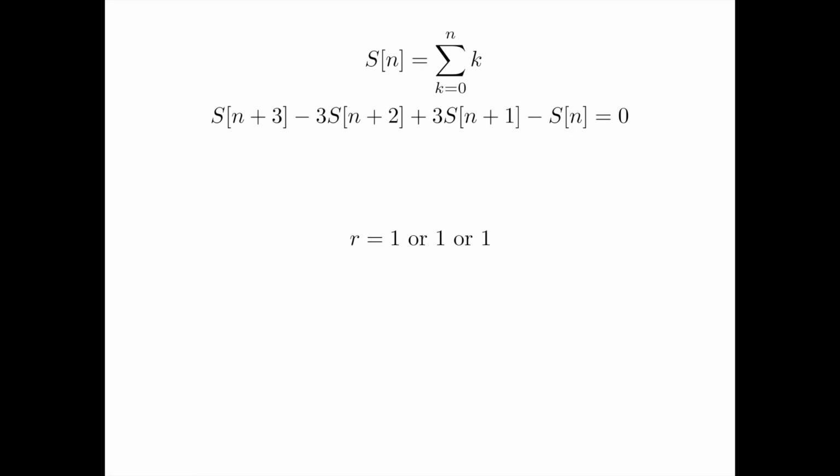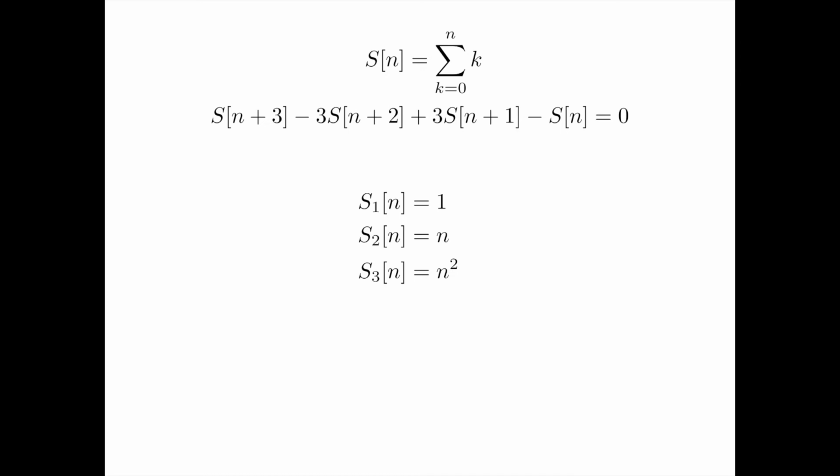Just like repeated roots in differential equations, where we multiply our solution by x to the k, where k depends on how many times the root is repeated, we multiply our solutions s of n is equal to 1 to the n by n and n squared. So these are our 3 solutions. And of course, the 1 to the n doesn't contribute anything, so our solutions become 1, n, and n squared.